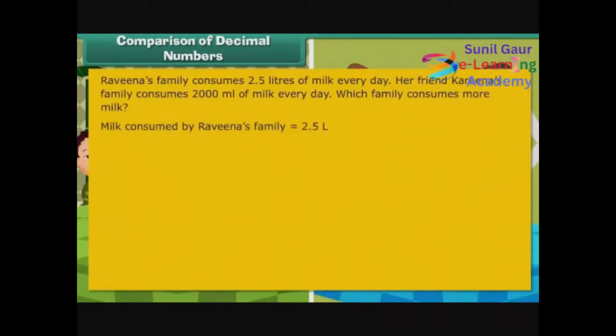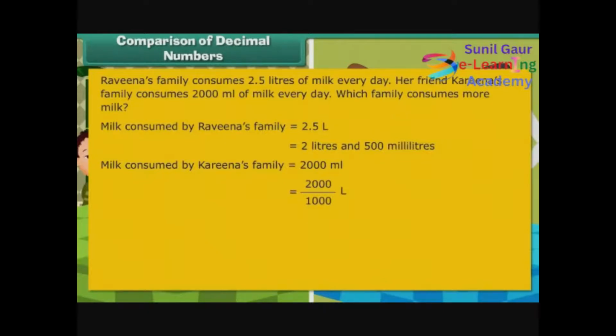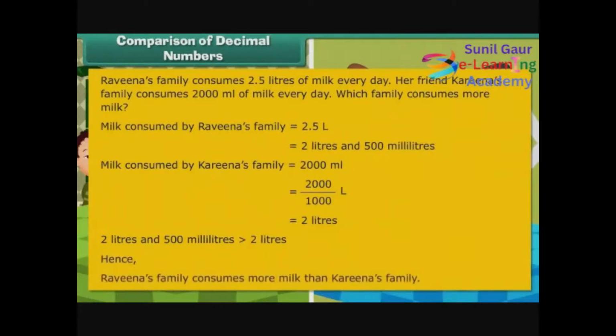Milk consumed by Ravina's family is equal to 2.5 liter. That is equal to 2 liters and 500 milliliters. Milk consumed by Karina's family is equal to 2000 milliliter. That is equal to 2000/1000 liter. That is equal to 2 liters. 2 liters and 500 milliliters is greater than 2 liters. Hence, Ravina's family consumes more milk than Karina's family.